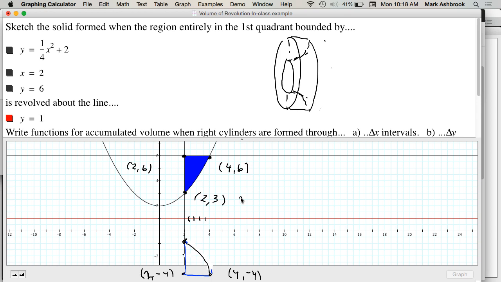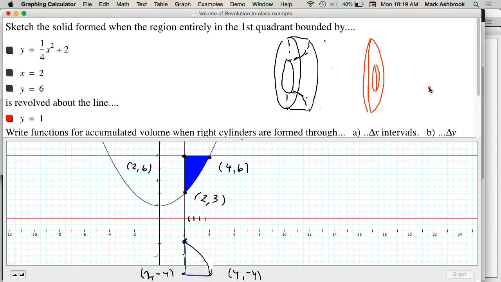And the current cylinder, we'll do it in red up here, is going to be what kind of cylinder? It's going to be a right cylinder, and it's going to be one of these. It's great having all the really fancy animations, but there has to come a point where we have to imagine it and sketch it ourselves. So when we do delta x intervals, these are what the right cylinders are going to look like.